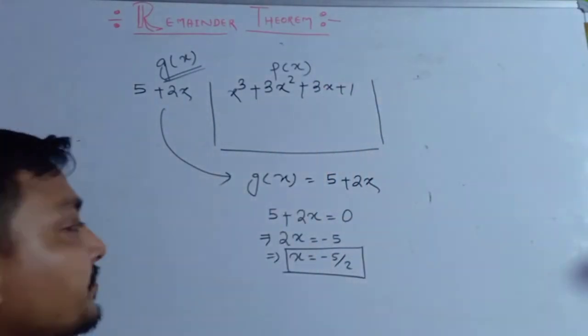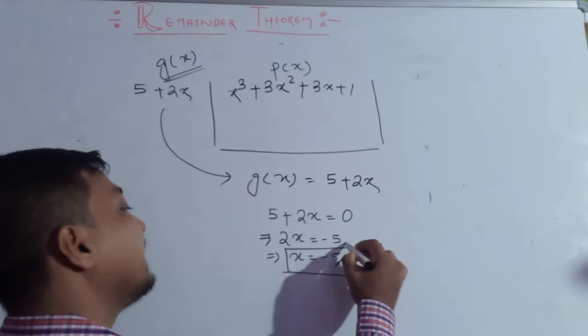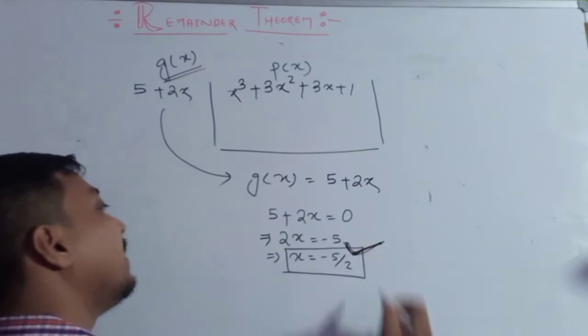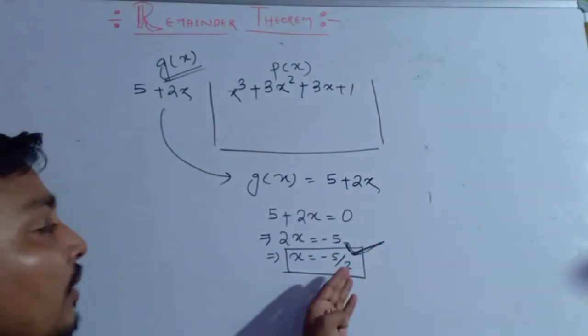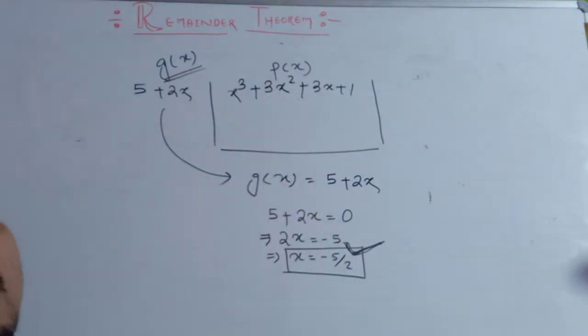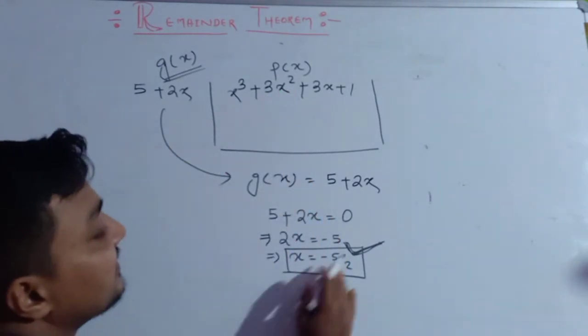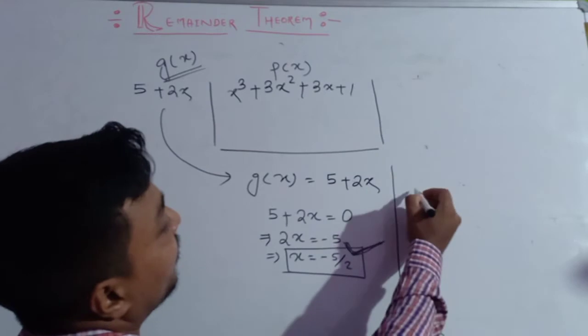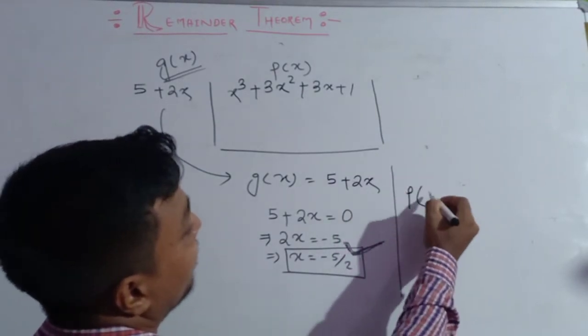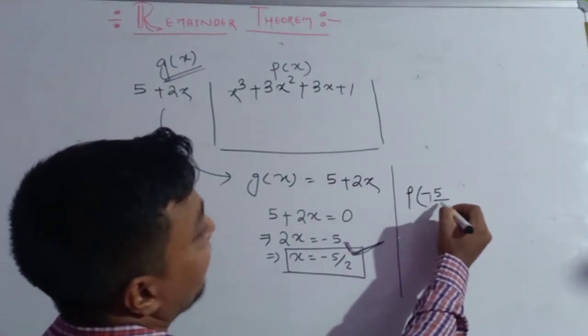So we have already got the value at which we want to find the value of the polynomial. Actually, this is the important thing. This is the turning point, because this is the point at which we want to find the value of the polynomial. So here x is equal to minus 5 by 2, and we want to find the value of the polynomial at minus 5 by 2.